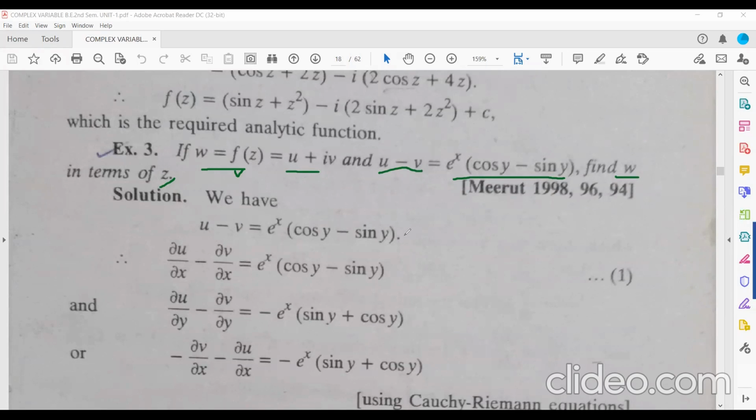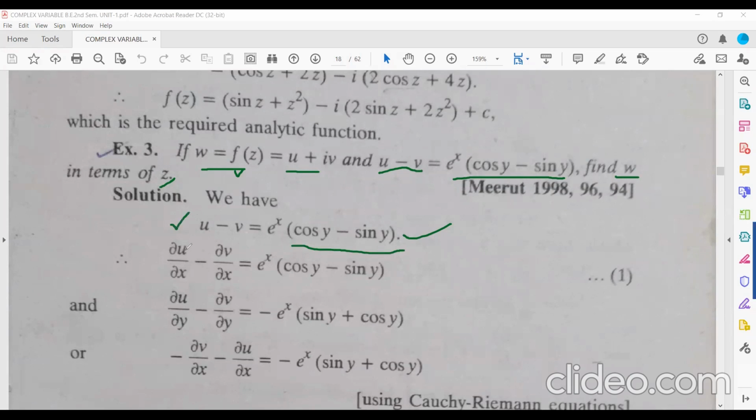So U minus V equals this one. This is already given. So what I am doing, I am differentiating with respect to x here. So del U by del x minus del V by del x is equal to what? Just the u into v formula. Why do you need u into v? Because you are differentiating with respect to x, so y will be constant. So this whole part becomes constant. So differentiation of e to the power x is e to the power x, cos y minus sin y.